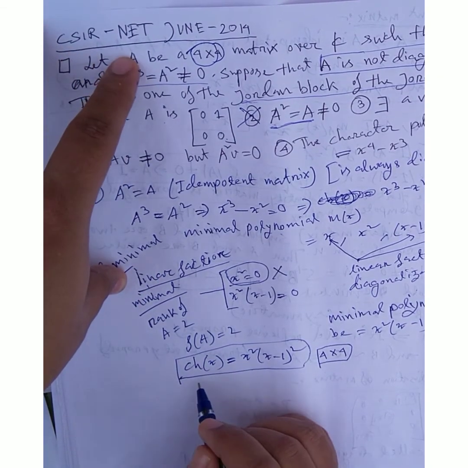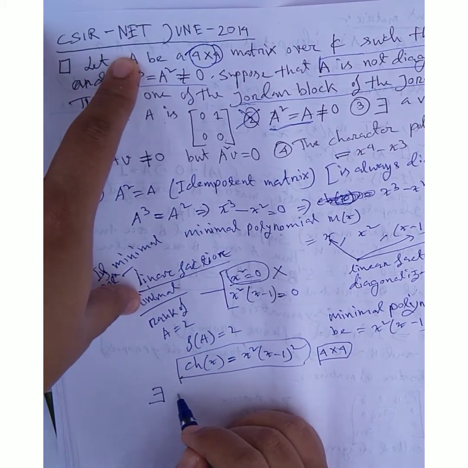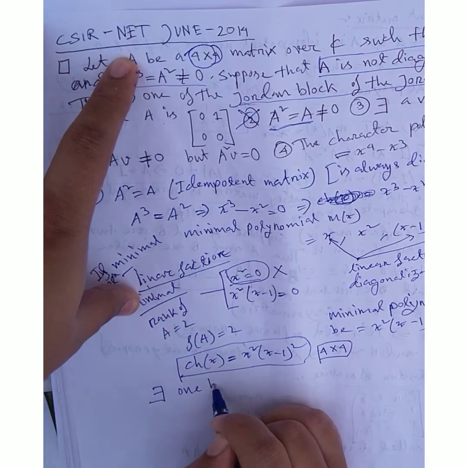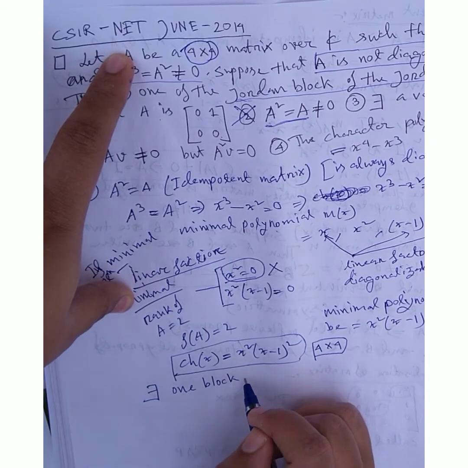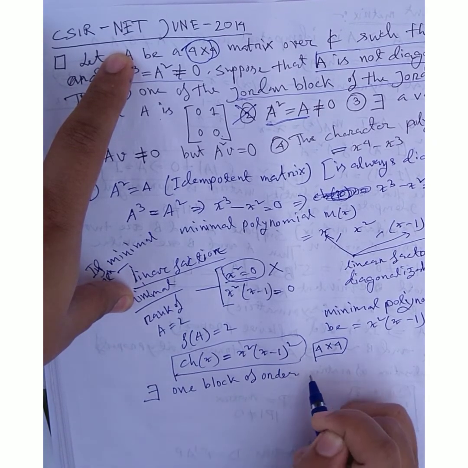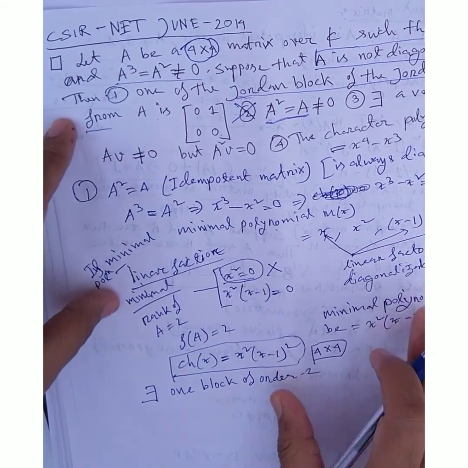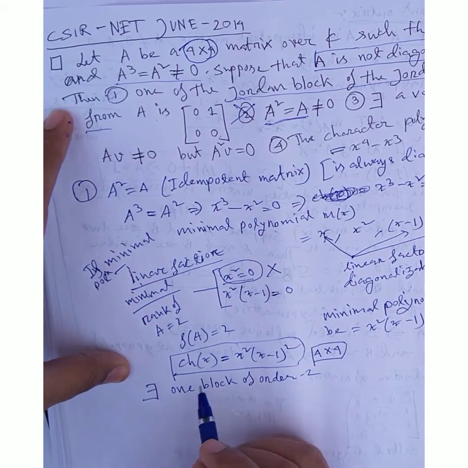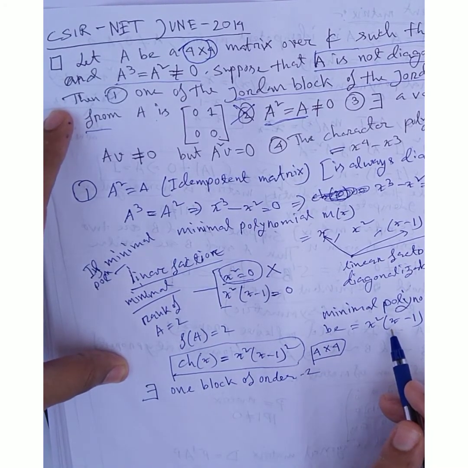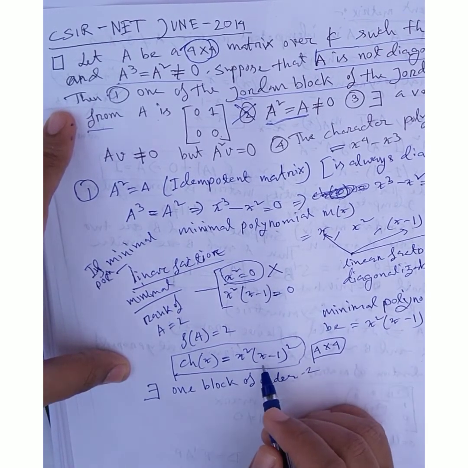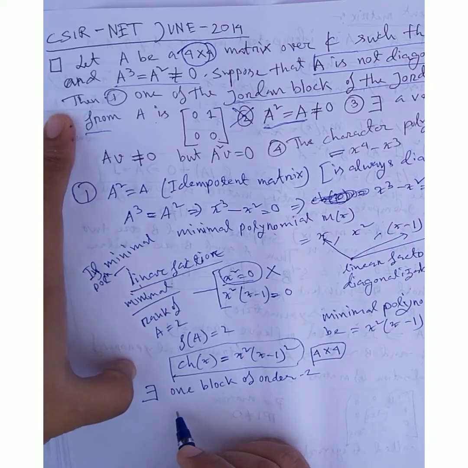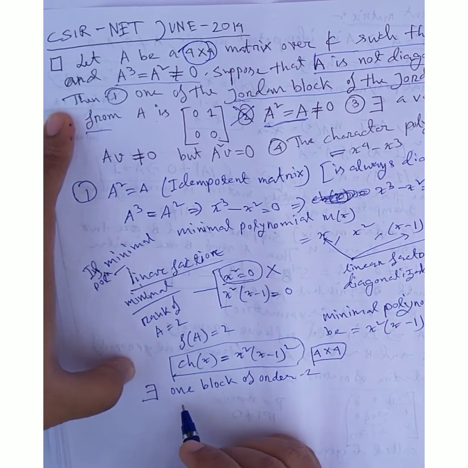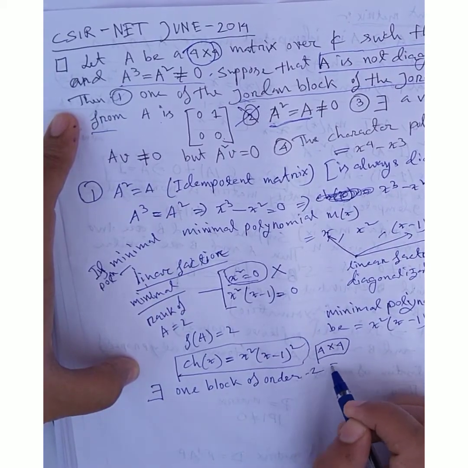There exists one block of order 2. One block of order 2 means here x square into x minus 1, and our characteristic equation is x square, the Jordan block. One block is of order 2 means 0 in case of 0.